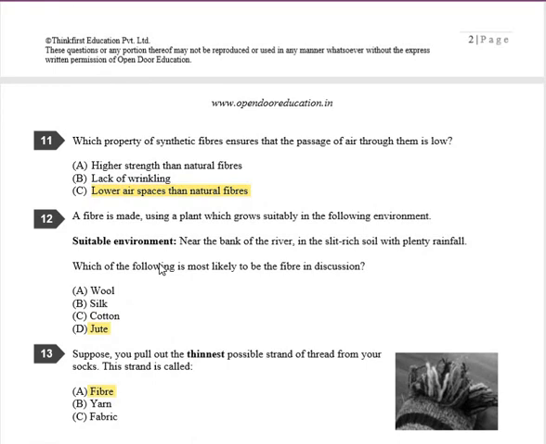Why? It is because synthetic fibers have very small air gaps and thus they don't breathe too well. Due to those small air gaps, they do not ensure the passage of air through them, so the passage of air is very low. The most appropriate answer will be C, that is lower air spaces than natural fibers.